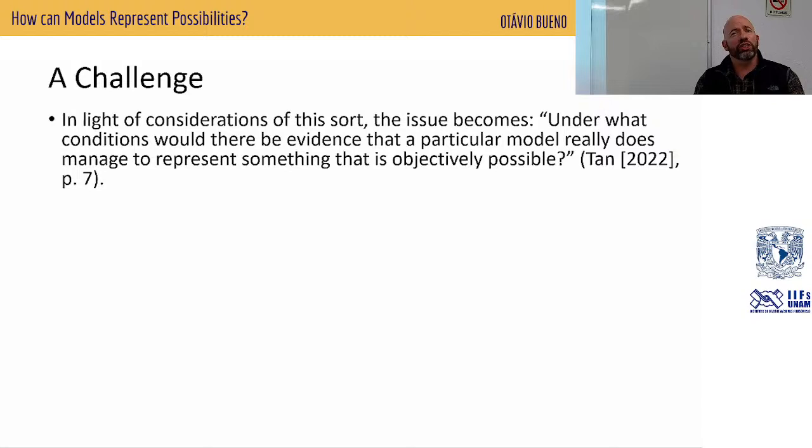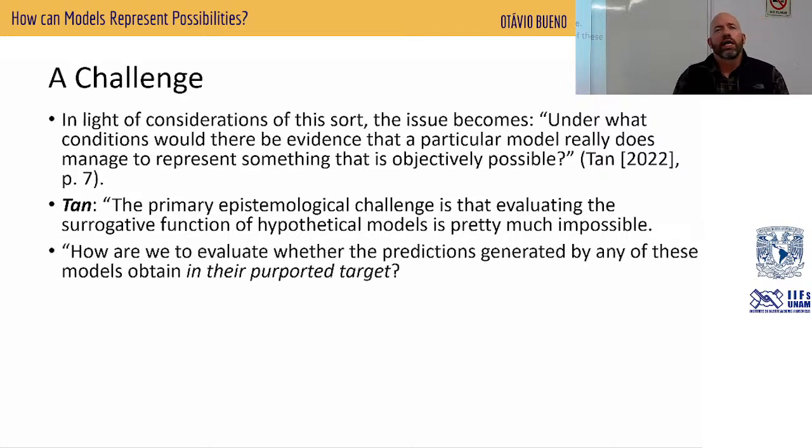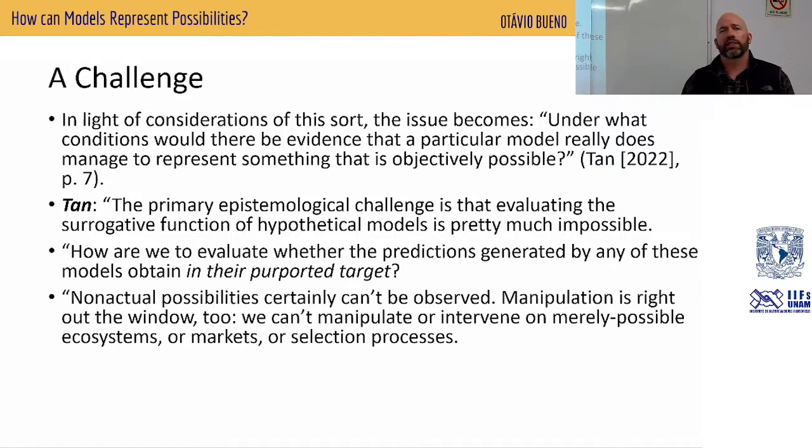Under what conditions would there be evidence that a particular model really does manage to represent something that is objectively possible? So the issue here is how we can make sense of the way in which models represent possibilities, right? Hence the title of my paper. And the primary epistemological challenge is that evaluating the surrogative function of hypothetical models is pretty much impossible. How are we to evaluate whether the predictions generated by one of these models obtain in their purported target, right? If the targets do not exist, are impossible, how can we evaluate this model?